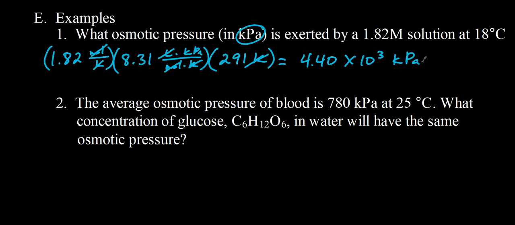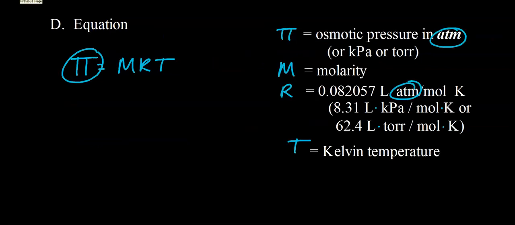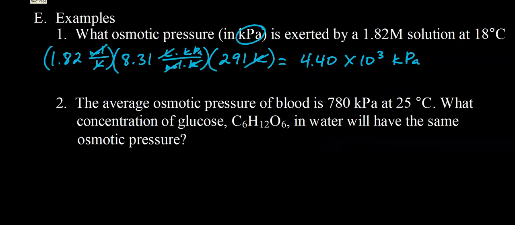All right, number 2. The average osmotic pressure of blood is 780 kilopascals at 25 degrees Celsius. What concentration of glucose, C6H12O6, in water will have the same osmotic pressure? So going back to our formula, this time we are looking for molarity. So we're going to rearrange the equation to solve for M. I think I'm going to let you do that on your own. Go ahead and pause the video and set that up.